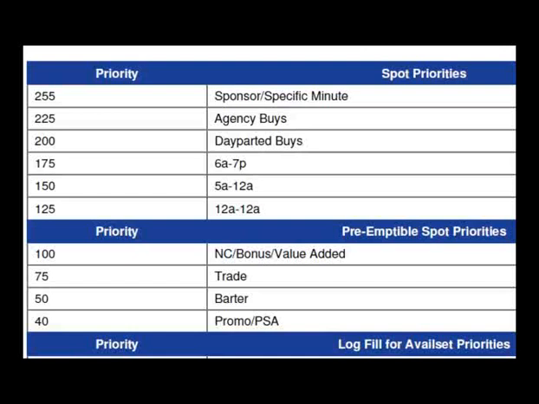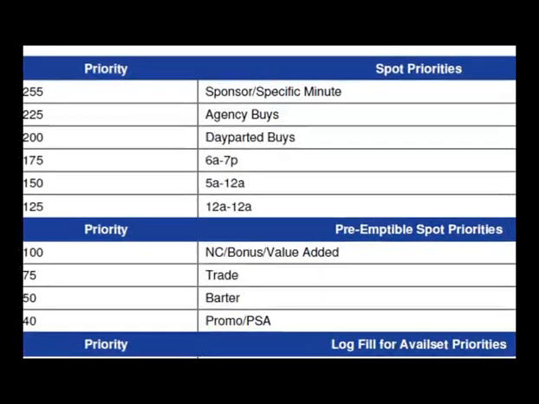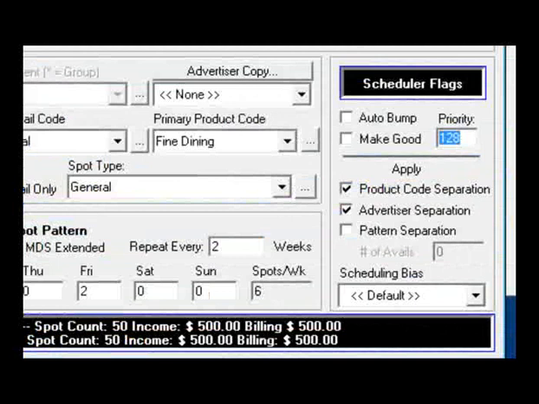And then we come to our preemptible spot priorities. A 100 could be a no-charge, bonus, value-added spot, or you might wish to use 100 for your trade. In this setup, 75 is my trade. 50 is barter, and 40 is used for promo PSAs. Based on that priority code structure, this is going to be a priority code 200 because it is a day part buy.